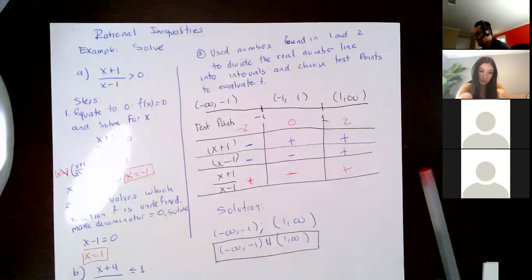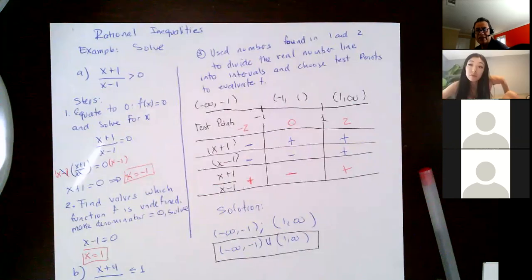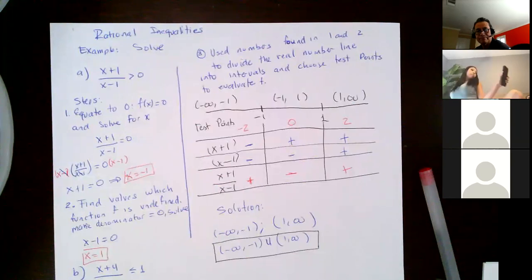Ready? Okay. Any questions so far for inequalities? Seems pretty basic, right? For B, since it's less than or equal to, it would be a bracket. Yes, you're right. For B, it would be a bracket. Very good.